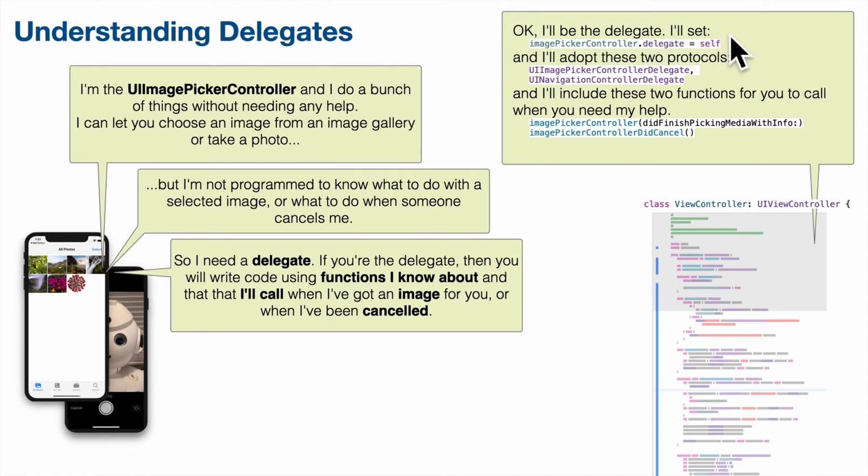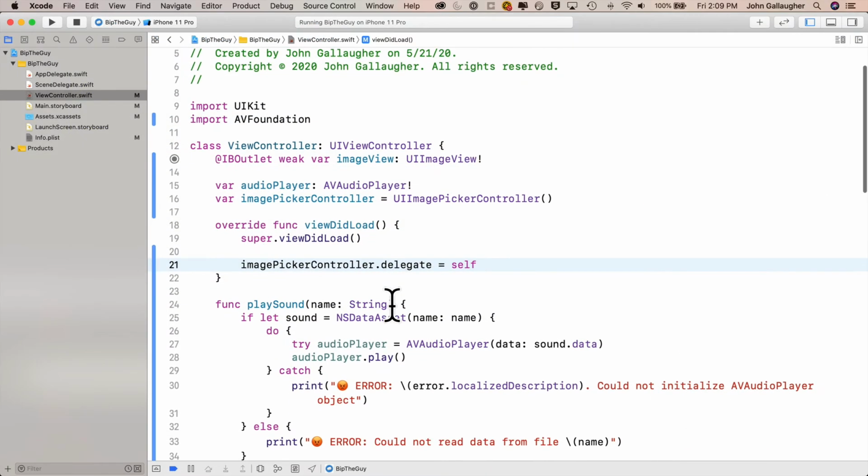Now, if we didn't set the imagePickerController's delegate, the image picker wouldn't be able to access these two functions we're about to write. So if you ever have a situation where you've created an image picker controller, it looks like you've written the functions properly, but the methods aren't running, you've probably forgotten to set the delegate like we've just done here. Now we need to adopt two protocols, and we do that after the colon in the view controller's name.